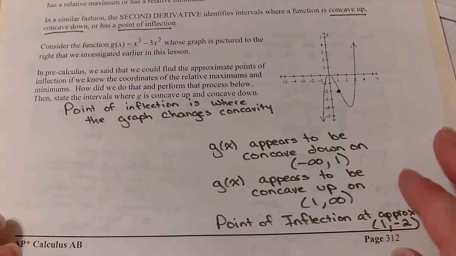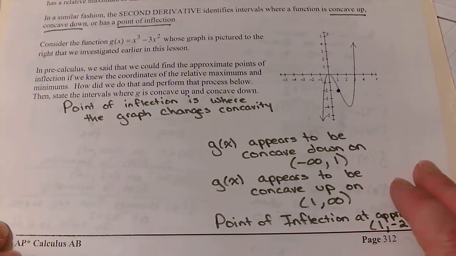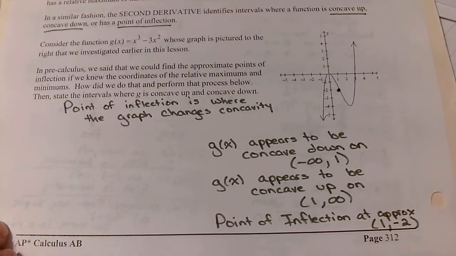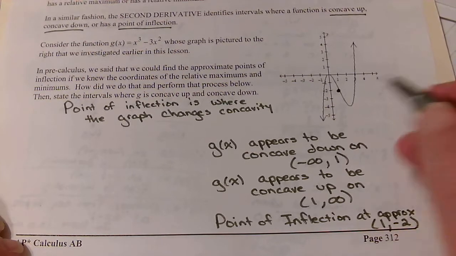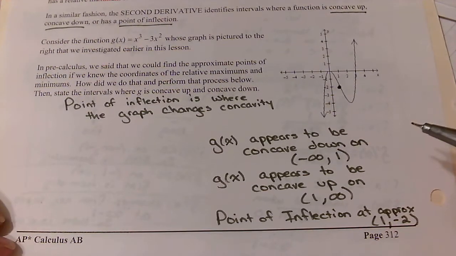Well, all this appears and approximately, that's not really what we like to do in math, right? We want to be exact. We want to find those points. So how do we do that? How do we make sure that's where the concavity changes? Well, what we're going to do is find the second derivative of g.